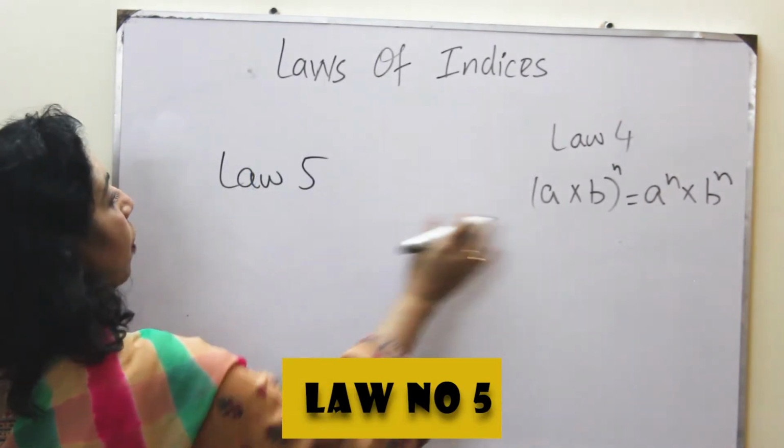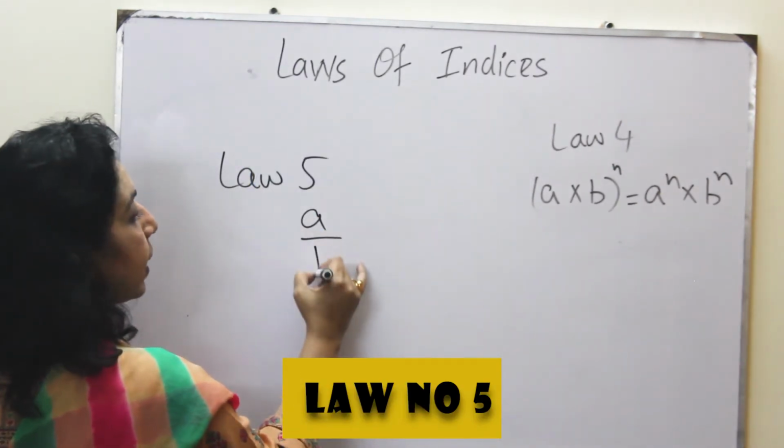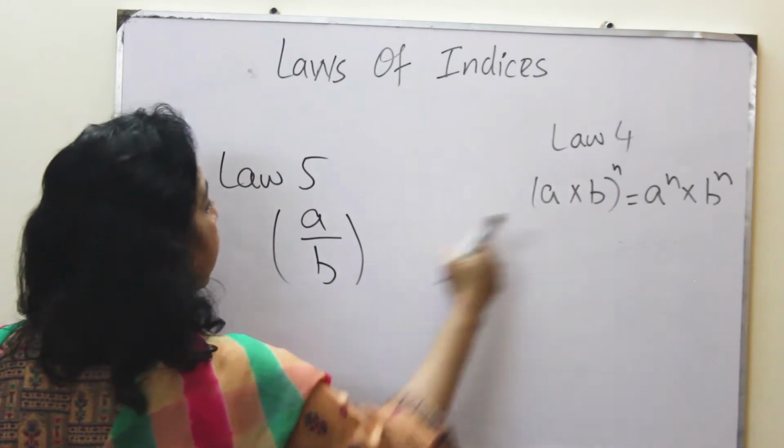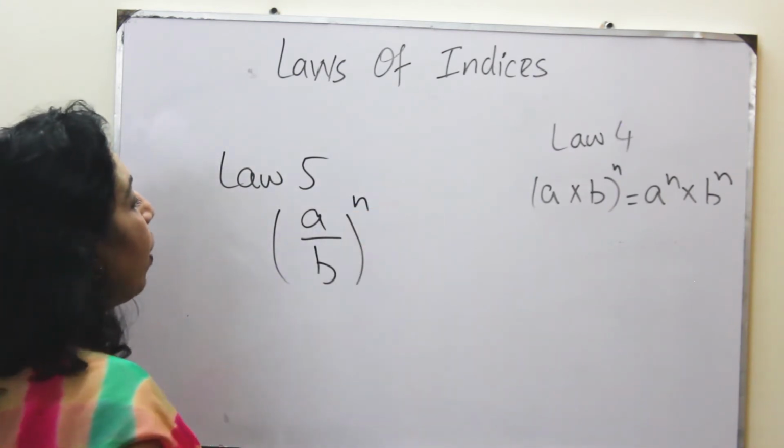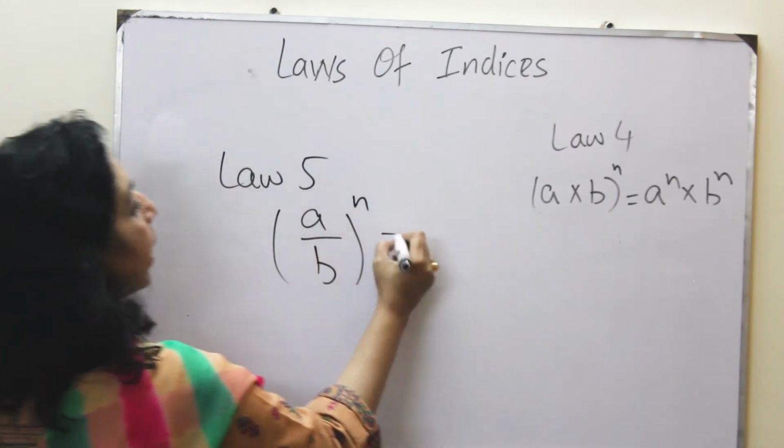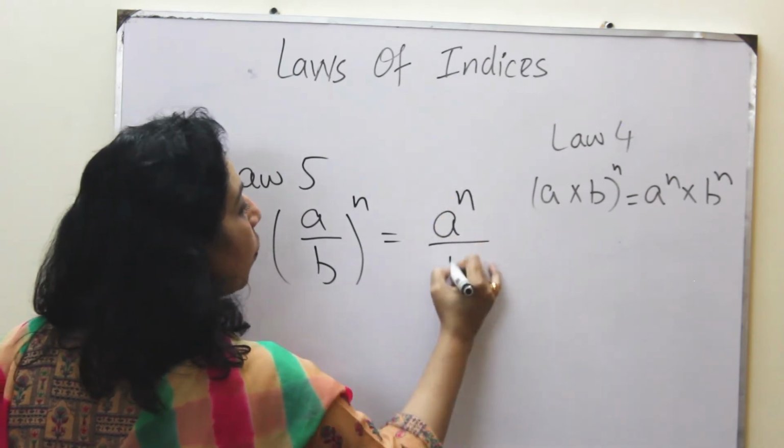After law 4 we have law 5, and this is the same as law 4 with the division sign, that if we have a over b raised to power n, we can separate the index a^n over b^n.